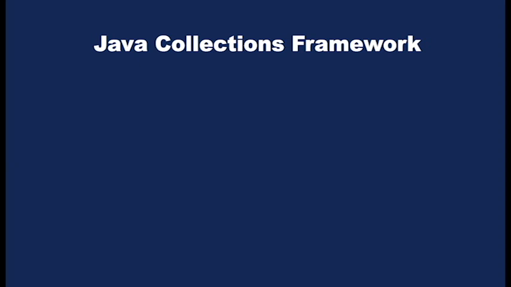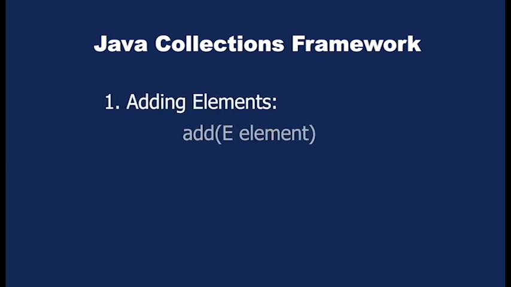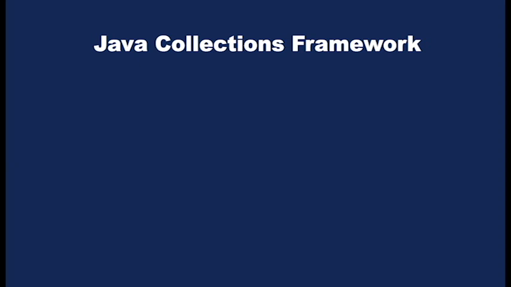We'll be using examples assuming we're working with a collection of string objects. Adding elements. Add element. This method inserts a single element into the collection. It returns a Boolean indicating whether the collection was modified as a result. For instance, if you're using a set, which doesn't allow duplicates, and you try to add an element that already exists, the method will return false.